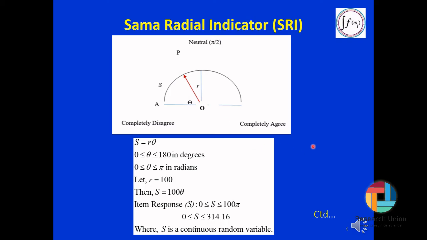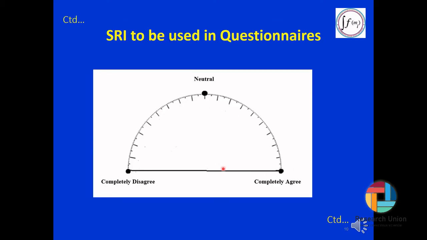When using the Likert scale, we didn't have a large number of options. In contrast, the Sama radial indicator has many more response options. This is what we use in the questionnaire. You are all familiar with this diagram, the protractor. Completely disagree is at 0, at 90 neutral, at 180 completely agree. We don't put numbers here. So the rater or the respondent has 180 response options.